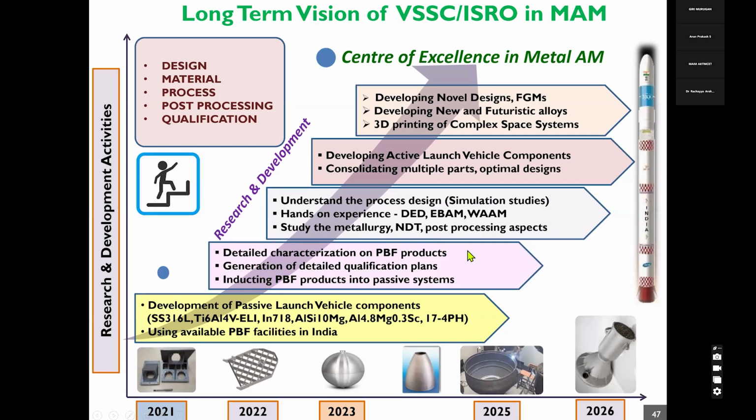So based on all this understanding, we are now looking at developing active launch vehicle components or even engine components. We are also looking at consolidating multiple parts and optimizing our designs. With all this understanding, we'll be further looking at developing novel designs, functionally graded materials, and also looking at new and futuristic alloys. And we'll also be able to 3D print complex systems as shown here. So our main focus has been on these aspects: design, material, process, post-processing, and also the qualification.